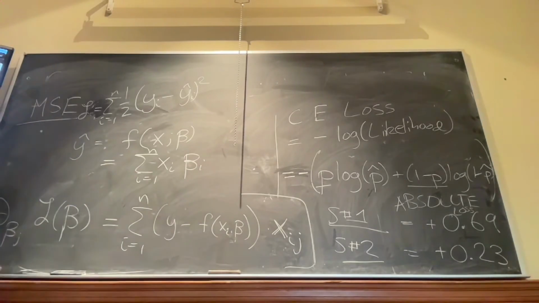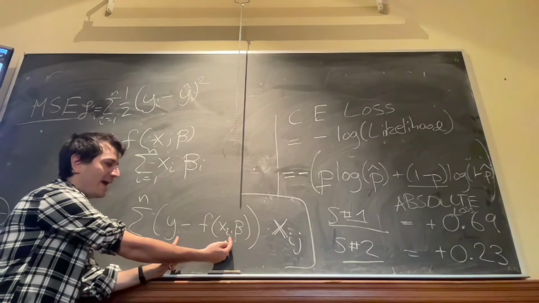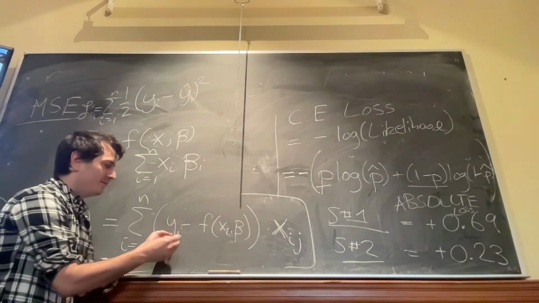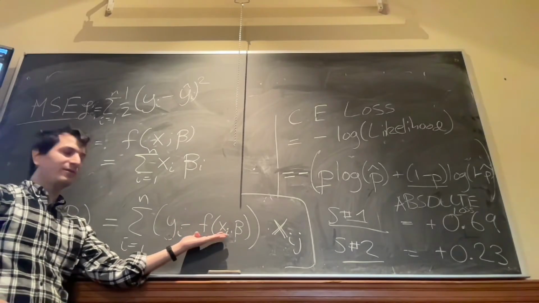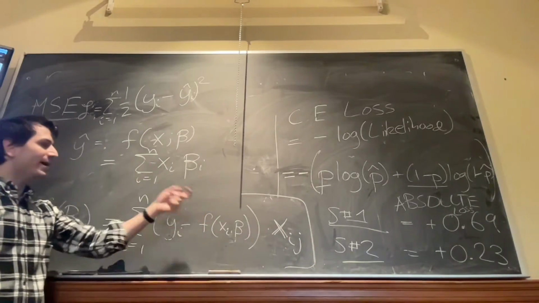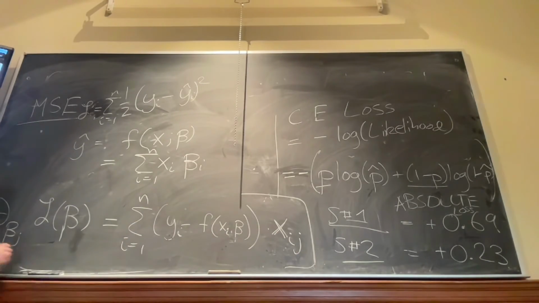Okay, so what is this formula saying? The amount that you need to change beta j, or the derivative of the loss with respect to beta j, depends on how far you are from the actual thing, right? y is the true data point, f is your estimate. So the further you are, the bigger this is, times how much the ith data point has j in it, right? So this beta j, maybe I can do some colors.